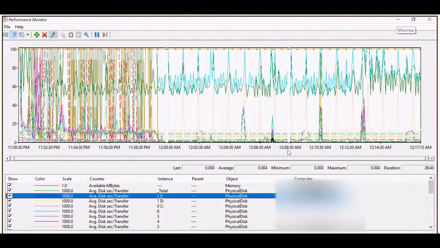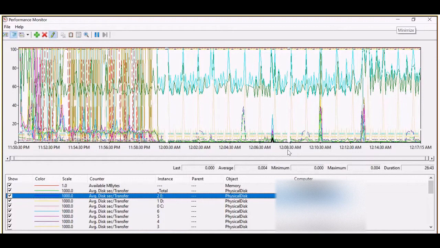So when we look at disks, the first thing we have to do is establish whether or not there's latency. By looking at average disk seconds per transfer, we're trying to determine if there is latency or not. We want to look at the average value, but we want to consider the maximum too in some situations.